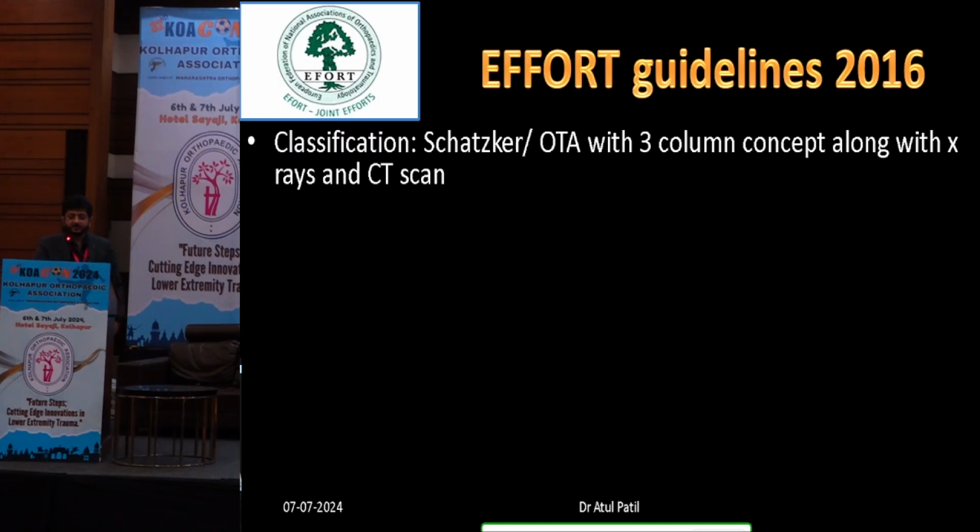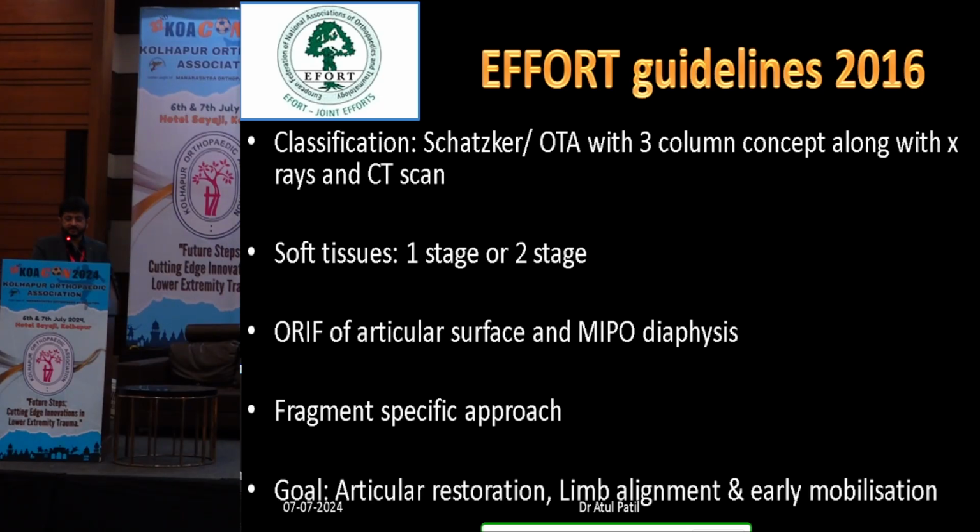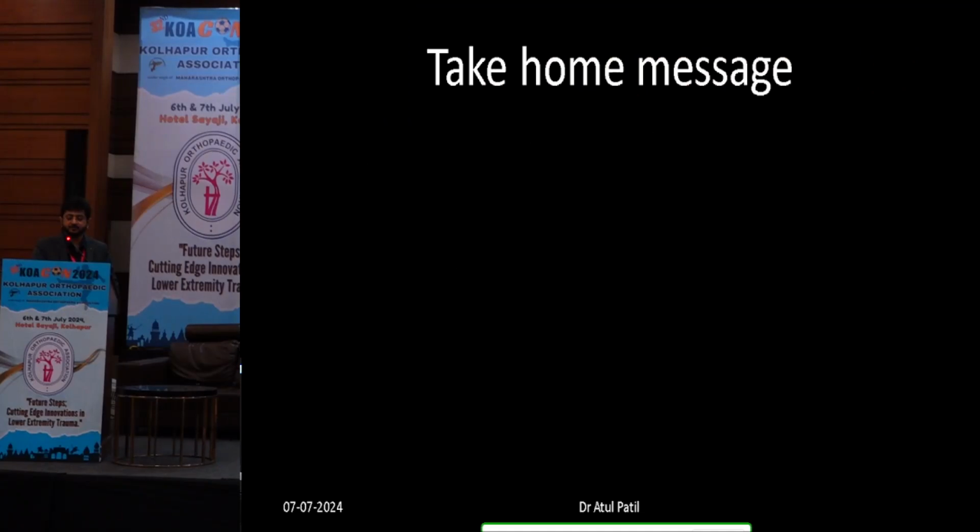So friends, there are guidelines for upper end tibia. The 3-column concept has to be used. Soft tissues are very, very important. First stage or 2 stage, you have to take care of soft tissues. Upper end tibia is not a bony surgery, it is a soft tissue surgery. Open reduction of the articular surface and MIPO for the diaphysis is important, and fragment specific approach is very, very important. Our goal should be articular restoration, limb alignment, and early mobilization. So you should mobilize your patient ASAP to get range of motion back.